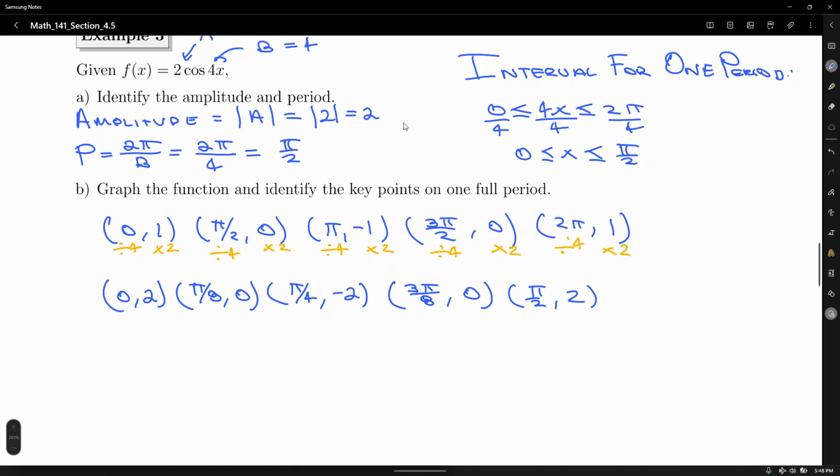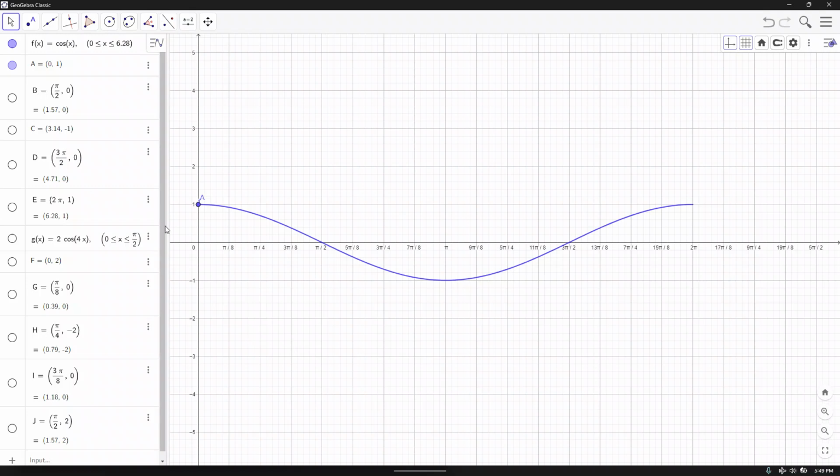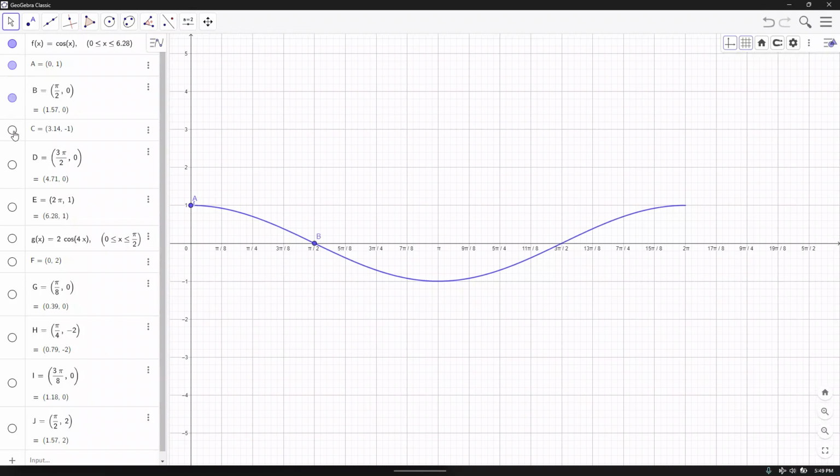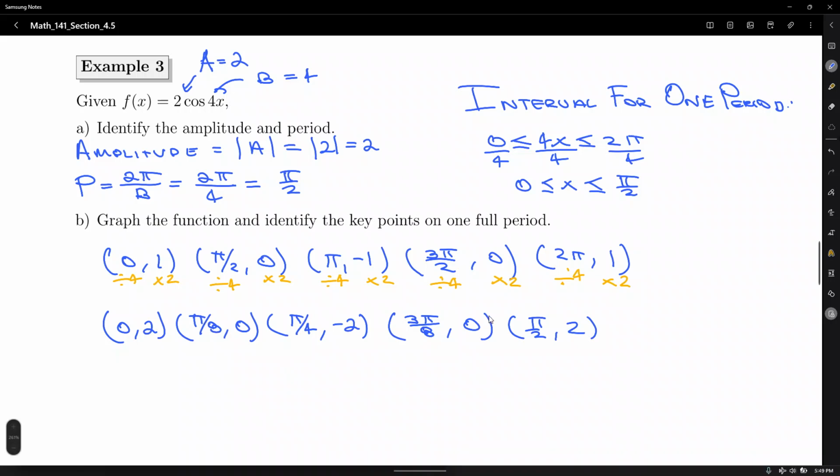Okay, so let's go to GeoGebra and graph this function. Here we are in GeoGebra to graph the cosine function and the transformed function. Again, I'm going to show you the graph of the cosine function with the key points plotted. Notice this graph is going to look slightly different because I have the marks pi over 4, pi over 8, and a bunch of graphs right here, and that's because in the notes we came up with pi over 8, 3 pi over 8.